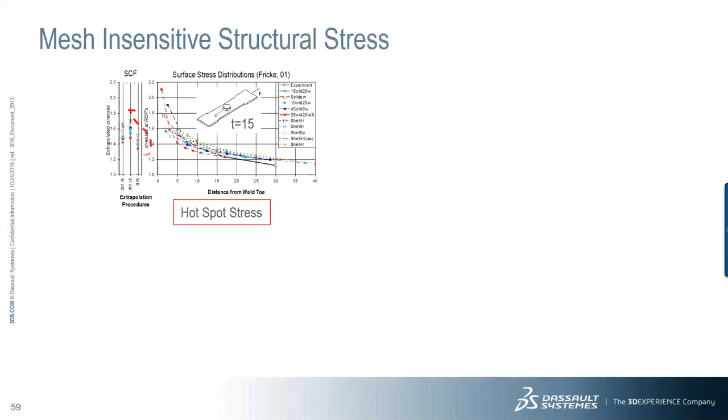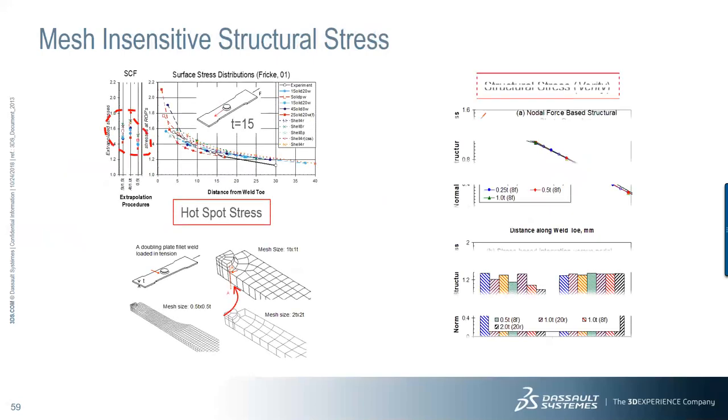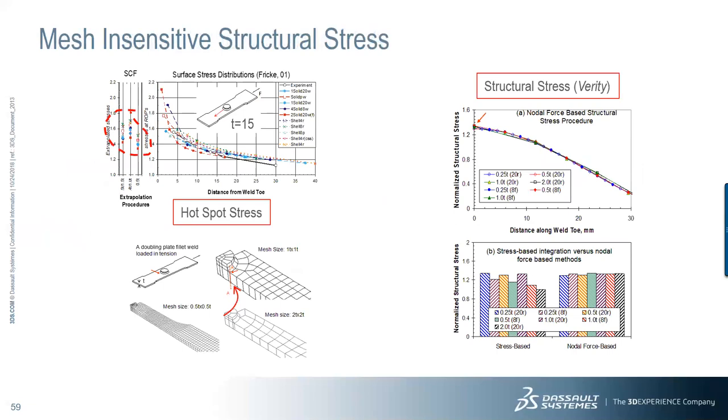Now, in addition to that, we looked at the example of hotspot stresses earlier on, and we saw the amount of scatter that method can give. For the same example of that plate with the weld in the middle, let's look at how mesh insensitive the structural stress method really is. What we're doing here is using three mesh refinements: a normal mesh, a coarse mesh, and a fine mesh.